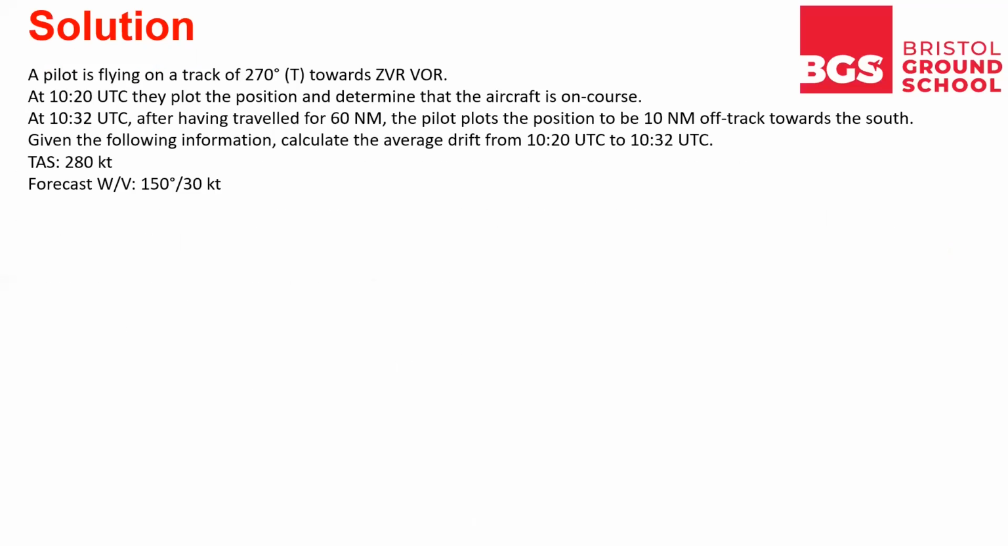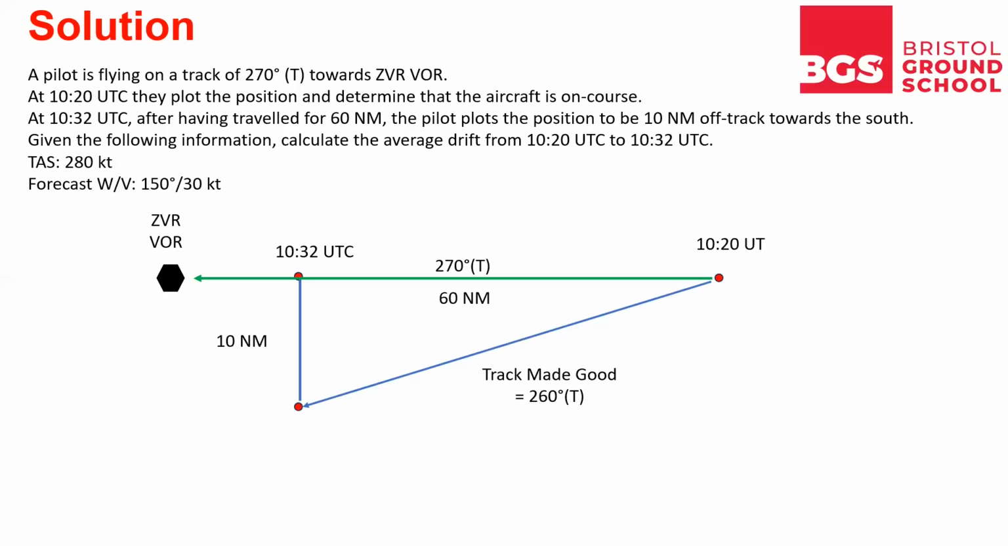To look at it in diagrammatical form, the green line is the track we wish to fly, 270 degrees true. And what we see here is that between 10:20 and 10:32, we have diverged to the left or to the south, and we are now 10 nautical miles south of the track, which means that the track we've made good is actually 260 degrees true, not 270.